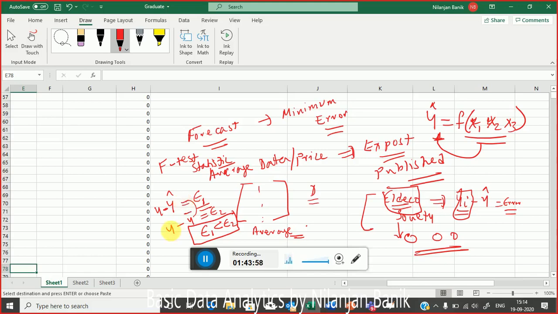So the rule of thumb is I have to check the F-test statistic. If the p value of the F-test statistic, this is a very important thing I'm saying, is greater than 0.1, then y bar is a better estimate than y hat. If it is less than 0.1, then y hat is a better predictor than y bar.